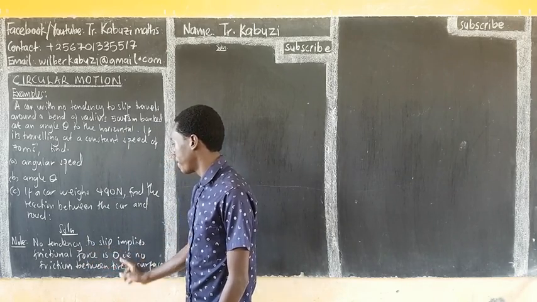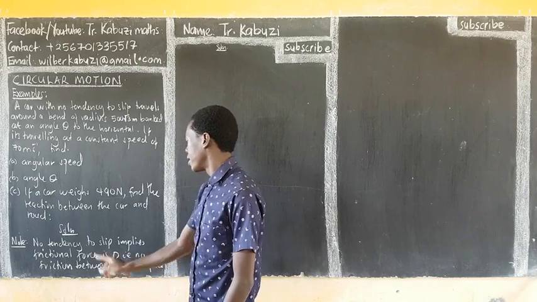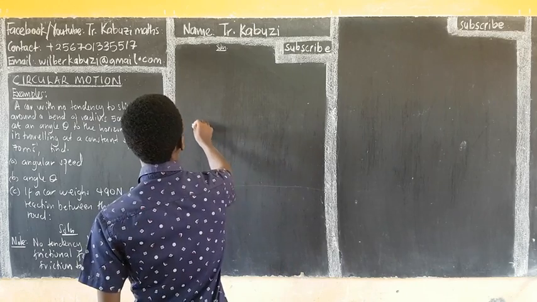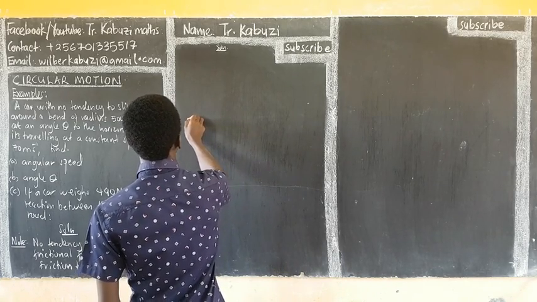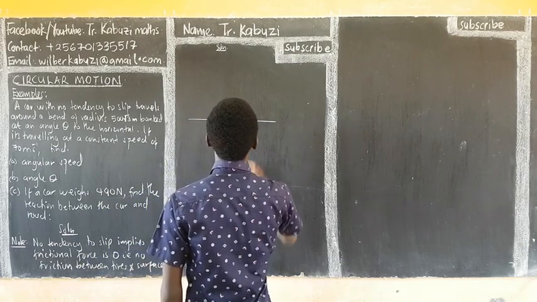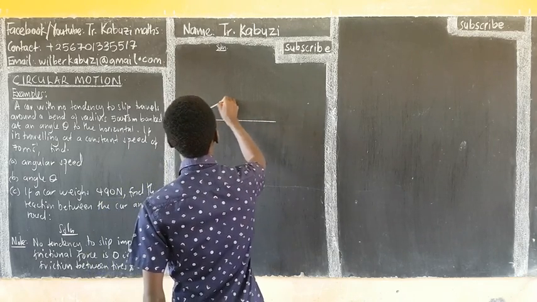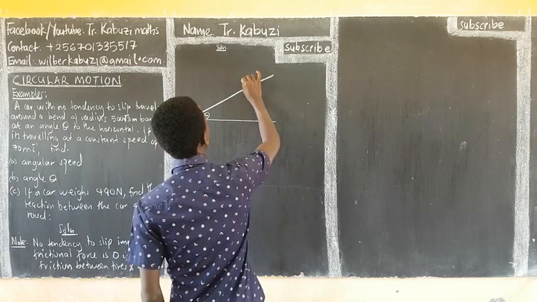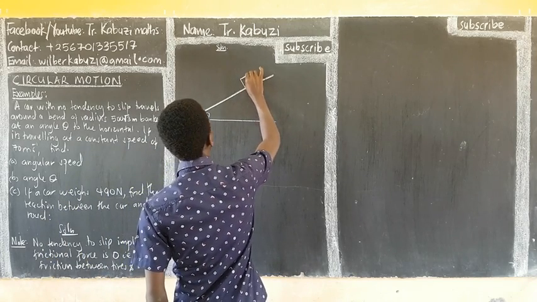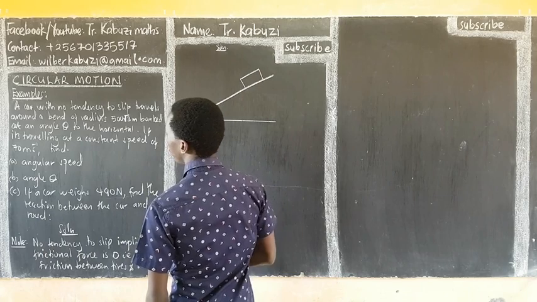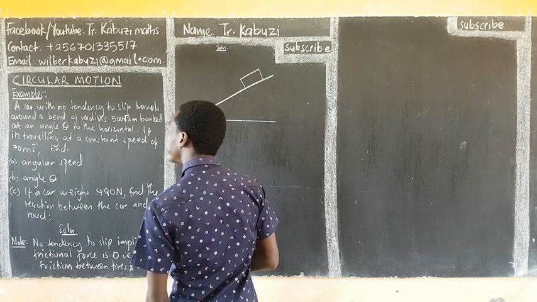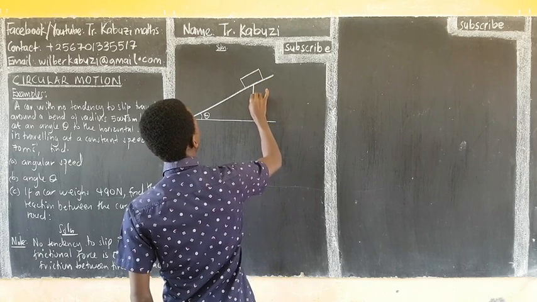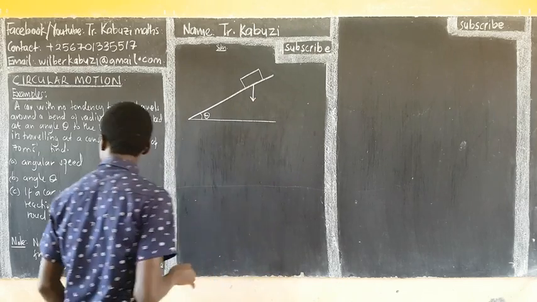The note here is: no tendency to slip implies the frictional force is zero, i.e. no friction between the tires and the surface. So let me start with a simple sketch. I'm going to assume this is my horizontal. Then the bend is banked at an angle, which we don't know, which is theta. Then we have our curve. They are not giving us the weight yet.